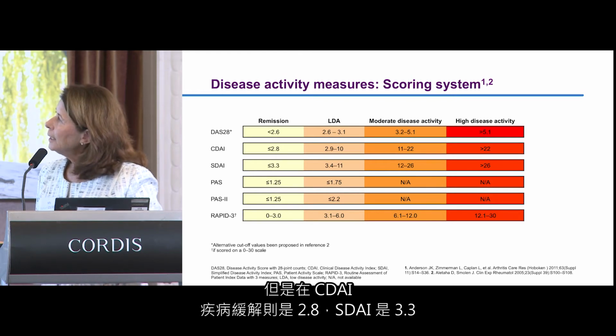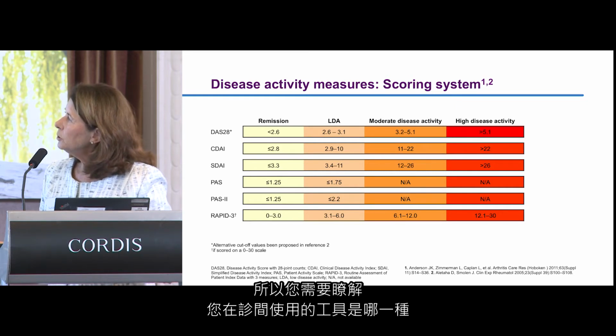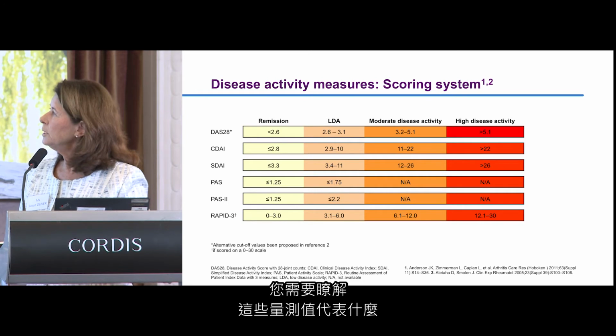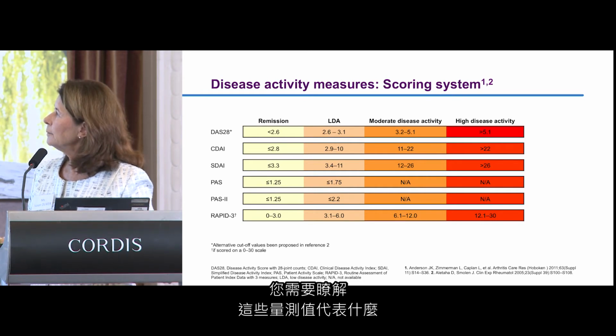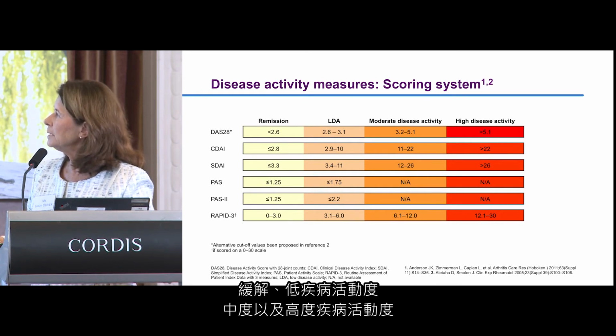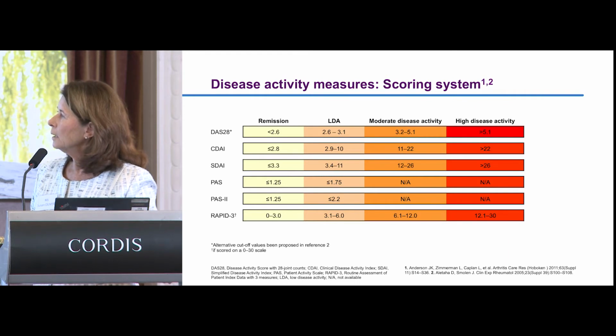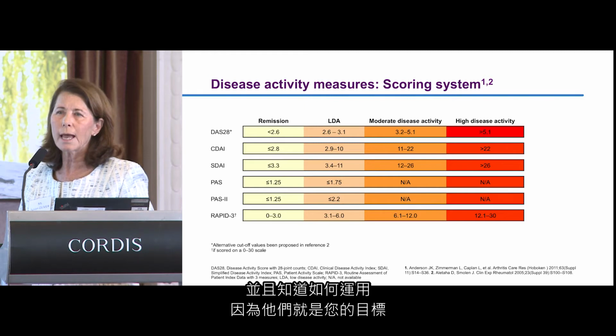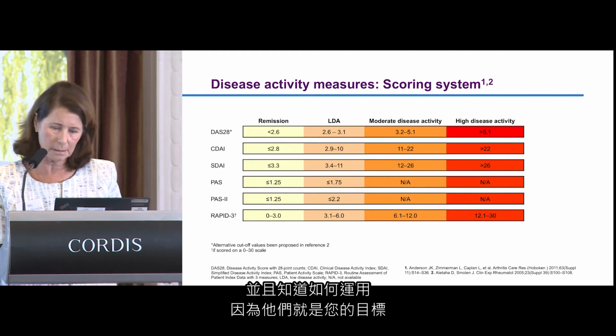But in the CDI, it means remission equals 2.8, SDI 3.3. So you need to understand, whichever tool you're using in your clinic, what these measures mean. Remission, low disease activity, moderate and high. You need to understand them and know how to act upon them, because they're your targets.